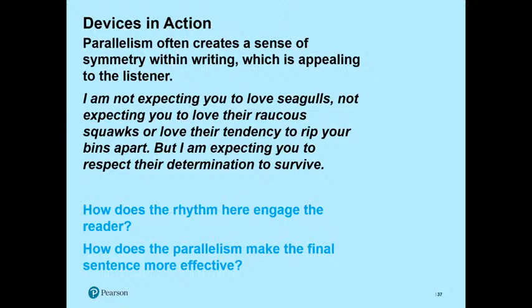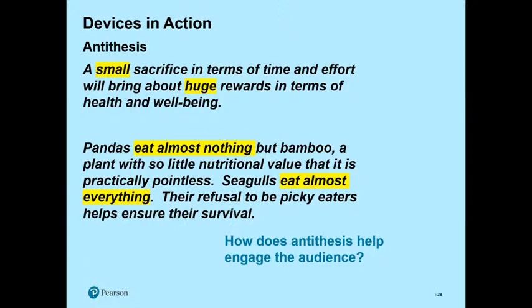And then finally, we're going to have a look at antithesis. And antithesis is basically using opposites close together as a way of making things stand out. So a small sacrifice in terms of time and effort will bring about huge rewards in terms of health and well-being. And that idea of exercise being only a little thing you do, but the benefits being massive, helps to exaggerate why you'd want to exercise.